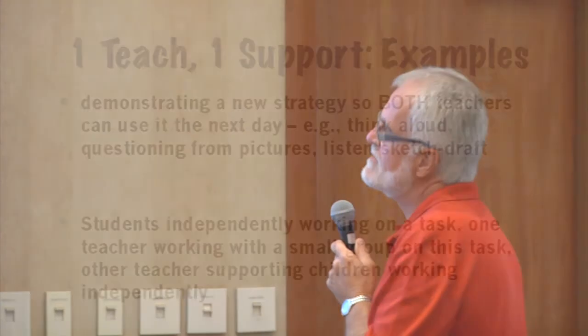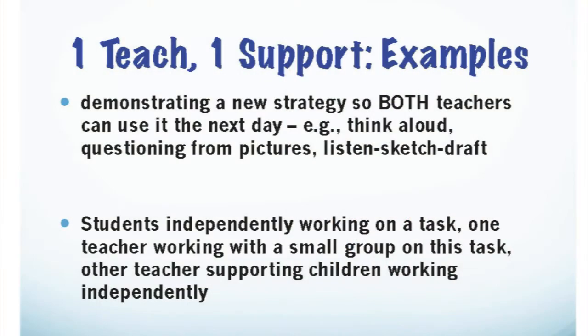It could be kids are working independently on a task. One teacher's working the small group on that task, and the other teacher is supporting kids who are working independently. Again, one teacher might be moving around the room, helping kids who are working independently, knowing there's some specific students I need to particularly focus on, while another teacher, and notice our language, we're not saying the classroom teacher is doing one thing and the resource teacher or teacher librarian is doing something else. That's a decision we make from the point of view of what works best for the kids.